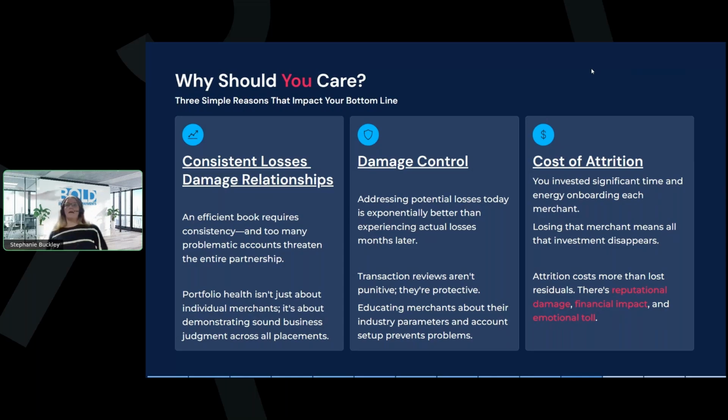So first of all, consistent losses damage relationships. That's damaging relationships with us, with the processor, and even with your own merchants. So if you're constantly seeing negative losses on your monthly commissions and things of that nature, because the merchants that are coming on are not behaving the way that they need to and they're attriting, you're having to constantly make up that difference, and you're actually going to be doing more work for yourselves to get that process to smooth out. And having an efficient book requires consistency.